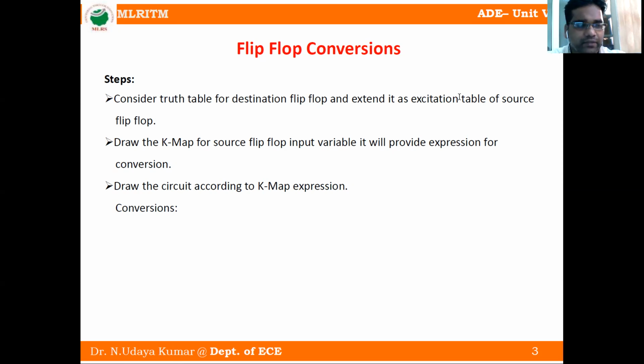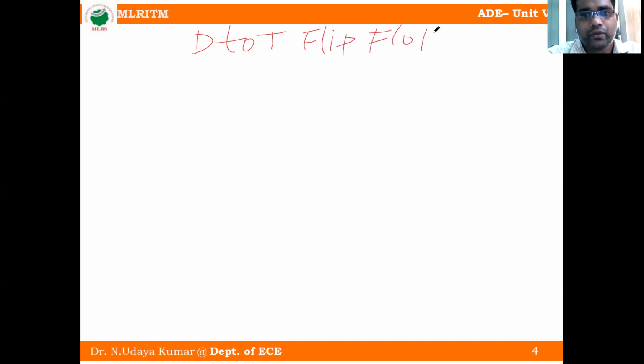Okay, now we will see D flip-flop to T flip-flop. So we will convert D flip-flop to T flip-flop, which means D is the source flip-flop and T is the destination flip-flop.